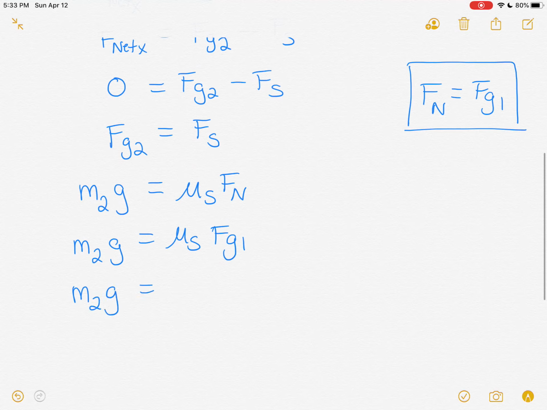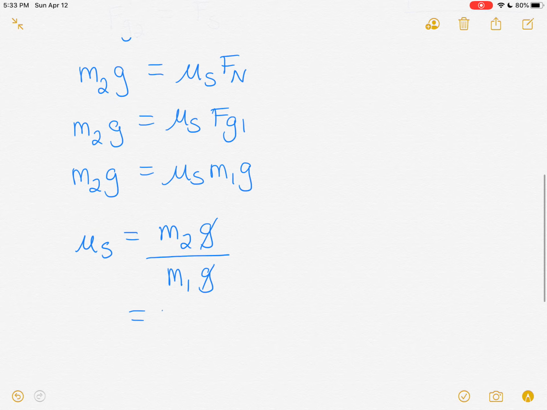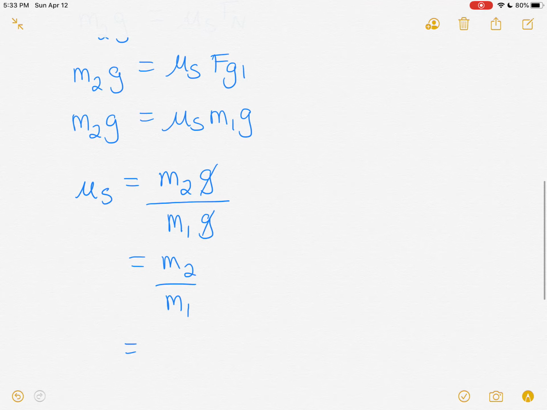Okay. So then I can continue to substitute, because my Fg1 is actually m1 times g, because the Fg formula is always mg depending on the mass that you're looking at. So now I have everything in this equation except for my mu s, so I can just rearrange to solve for mu s. So my mu s is actually going to be my m2g divided by my m1g, and so that's nice, g will just cancel out for us. And so mu s will actually be just m2 divided by m1.